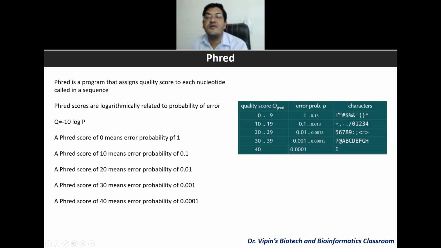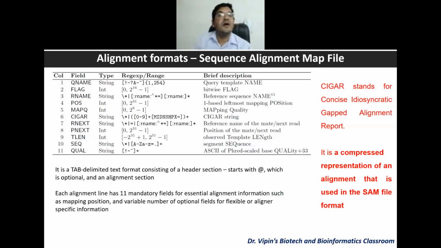If you see, the exclamation mark indicates the Phred score of 0, and capital I indicates the Phred score of 40, which is the error probability of 0.0001, which is likely to be correct, right? Which means that the error probability is so small that it is almost certain that the nucleotide called at that position is correct. So here you are, and then you have the alignment formats.